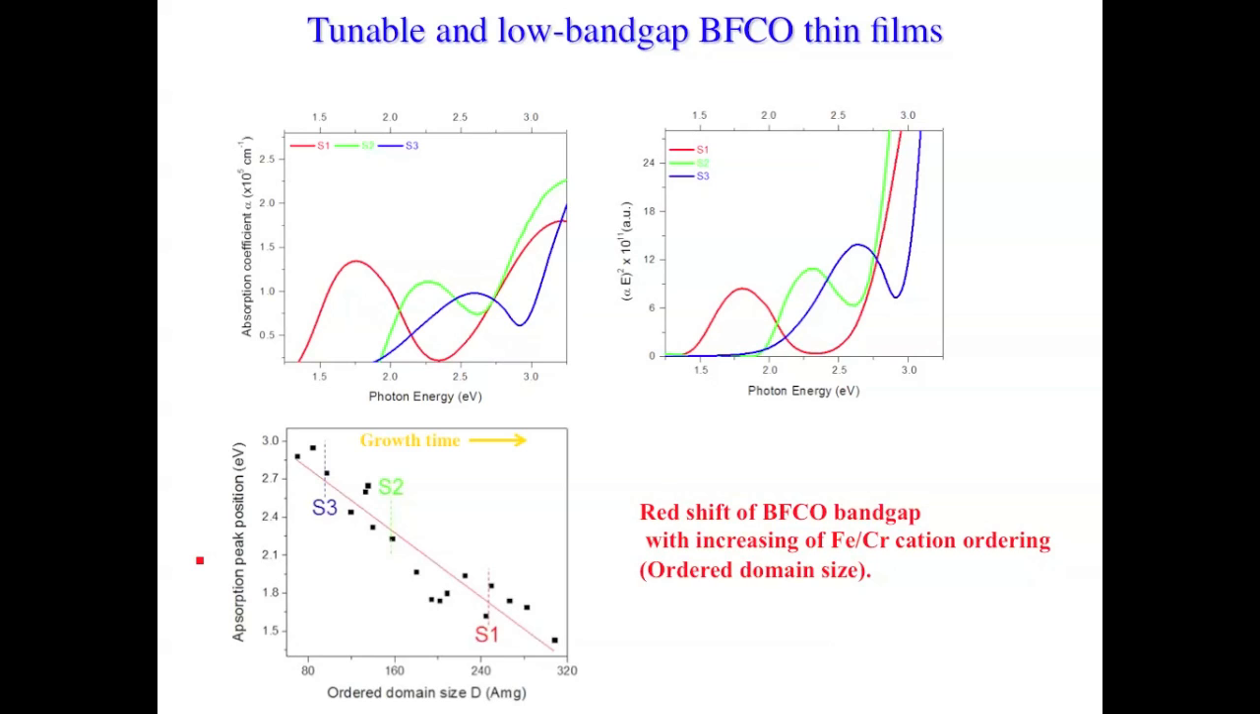And you can see that we can redshift the absorption in this material when we just increase the growth time of the film. So more detailed analysis suggests that the domain size of the ordered part of BFCO can really affect the absorption position in the BFCO. So the larger the size, the smaller the band gap. It's like in a quantum dot, where the band gap is inversely proportional to the diameter or the size.